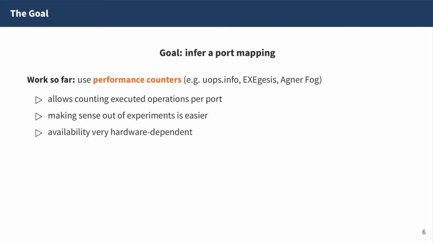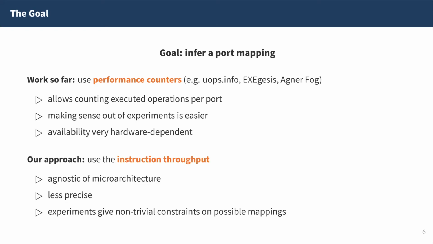For architectures where these counters are available, this is a reliable way of obtaining port mappings. With appropriately crafted experiments, inferring a port mapping from the counters is rather straightforward. However, such performance counters are currently only provided on Intel processors. To be able to infer port mappings for other platforms like AMD and ARM processors, we follow a different approach.